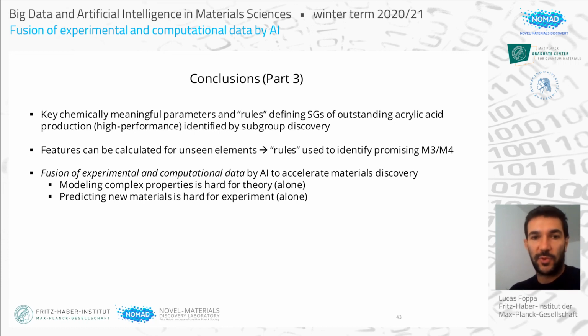Modeling some complex properties is hard for theory alone, as is the case in catalysis, and we have a lot of other examples where this is very complex. But predicting new materials by experiments alone is also hard, because if we use experimental input, we would have to synthesize the materials and measure the properties before we can tell if it's a good or bad material. So this is where theory and experiment can come together to accelerate material discovery. This is the whole idea of this fusion. And I hope I could show you how this can work in practice.